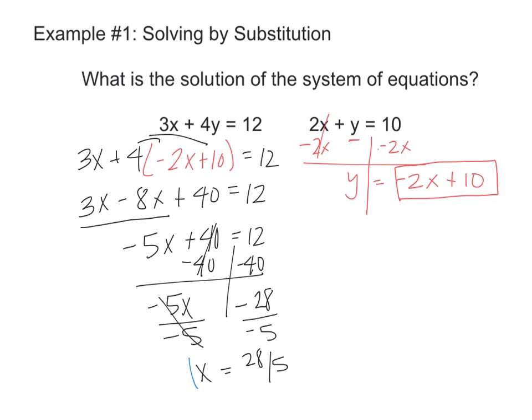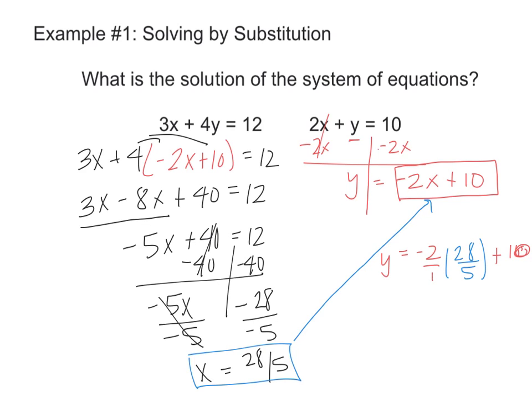Alright, so now that we know exactly the number that x is, I can finally substitute that into our other equation, or our first equation that we decided to manipulate. So here we go. We would have y is equal to negative 2 times 28 over 5 plus 10. Order of operations would say to multiply first. So we would have y is equal to, if I multiply negative 2 and positive 28, negative 56 over 5 plus 10.